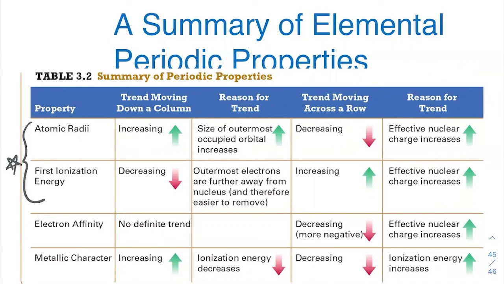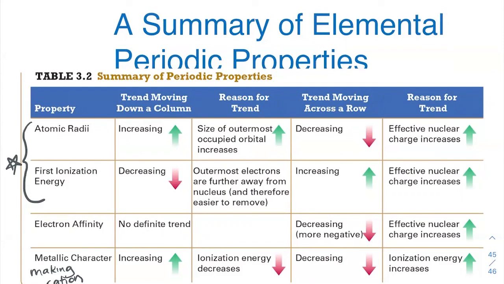Metallic character kind of makes sense with the idea of ionization energy. Metallic meaning making cations. So if it's easy to make a cation, then it means it's a very good metal. That's pretty much it. Electron affinity, there's no definite trend moving down a column. That's why you see a blank there. But moving across a row, you see that there is that general trend of decreasing, more negative.